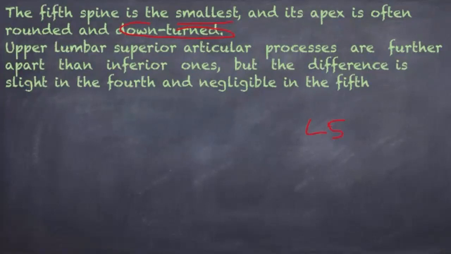And upper lumbar superior articular processes are further apart than the inferior ones. That means the upper articular processes are further apart than the inferior ones. Inferior articular processes, so this is the gap between these things, these articular surfaces and these articular surfaces. But the difference is slightest in the fourth and negligible in the fifth, right?